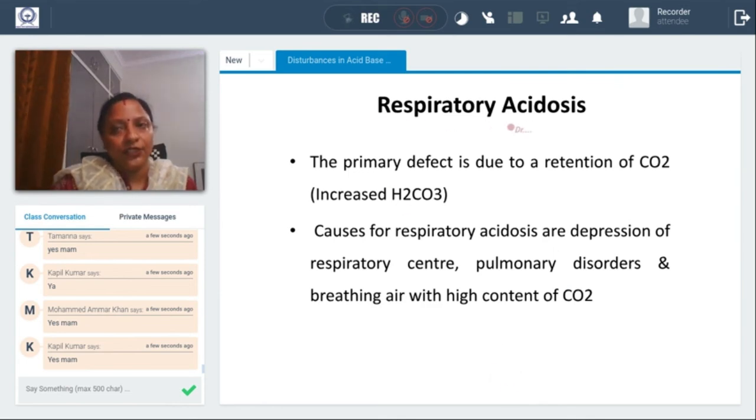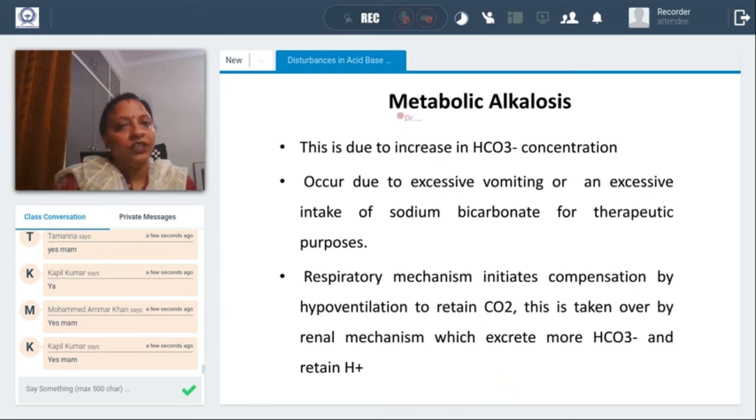In the case of respiratory acidosis, the primary defect is due to retention of CO2, increase in H2CO3, carbonic acid. You all know causes for respiratory acidosis are depression of respiratory center, pulmonary disorders, breathing air with high content of CO2. What is metabolic alkalosis? This is due to increase in bicarbonate concentration, occurring due to excessive vomiting or excessive intake of sodium bicarbonate for therapeutic purposes.